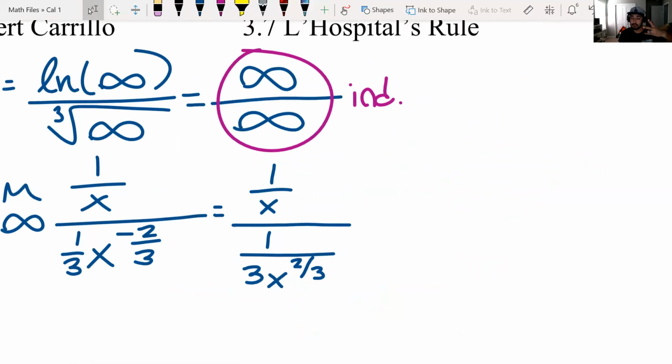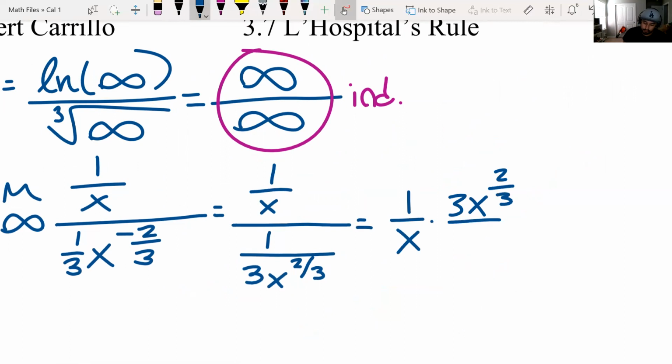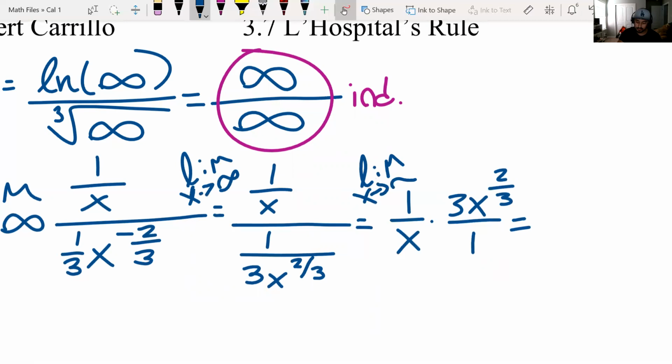Fraction over a fraction, we multiply by the reciprocal. 1 over x times 3x to the 2/3 over 1. Cancel, cancel. I have bad notation because this should still be the limit as x approaches infinity. Bad me, okay? All right, so then cancel, cancel.